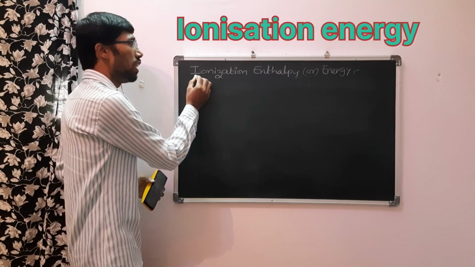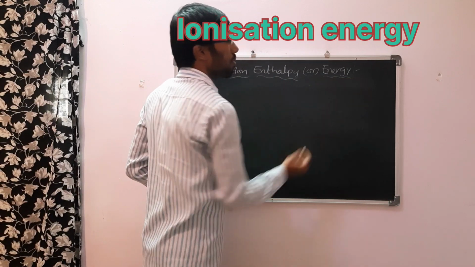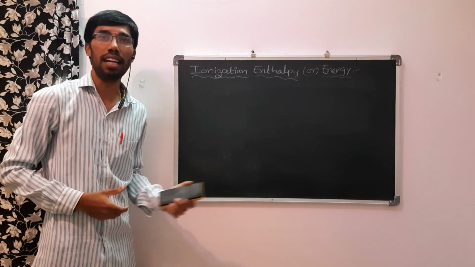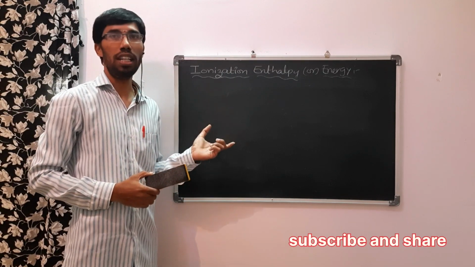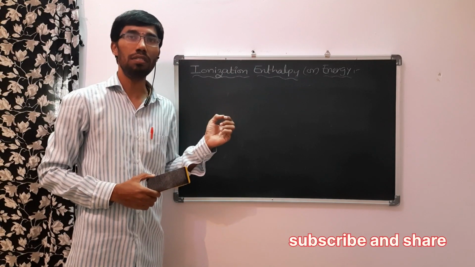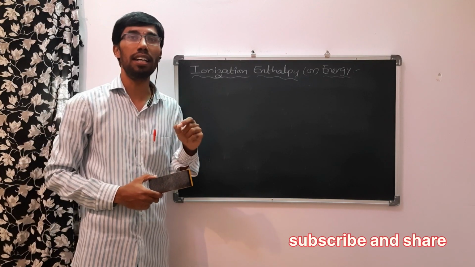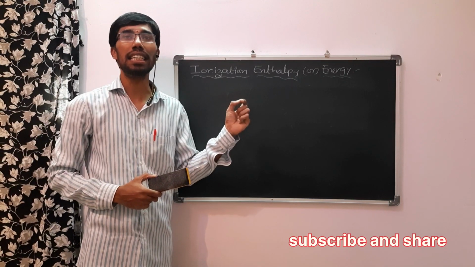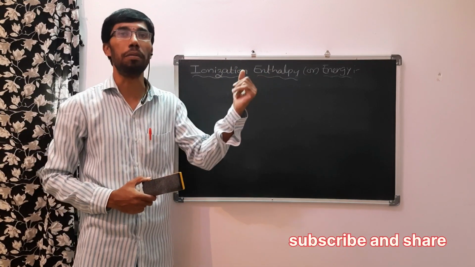Today we will discuss ionization enthalpy, or ionization energy. What is ionization energy? It is the minimum energy required for the removal of an electron from the outermost valence shell of an isolated gaseous atom, and it is known as ionization enthalpy.